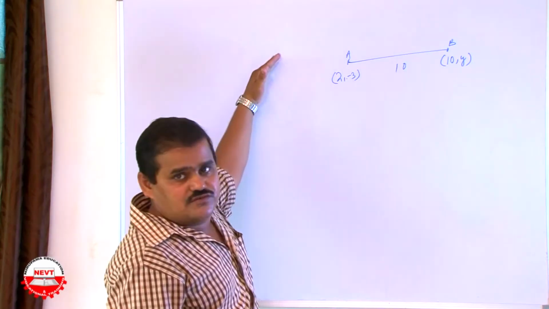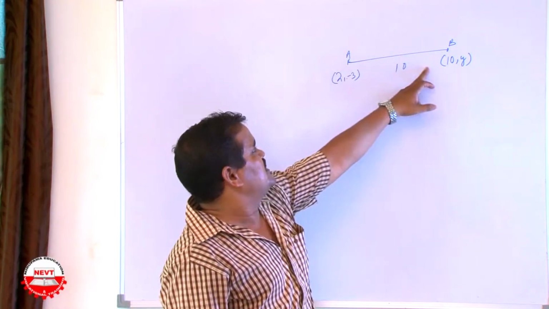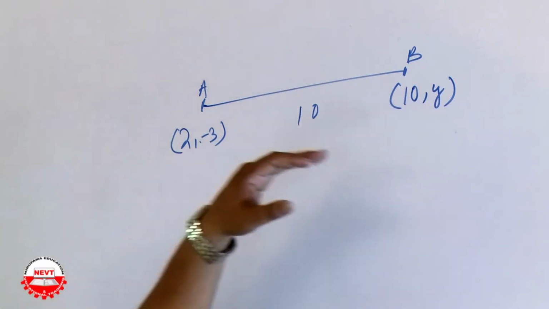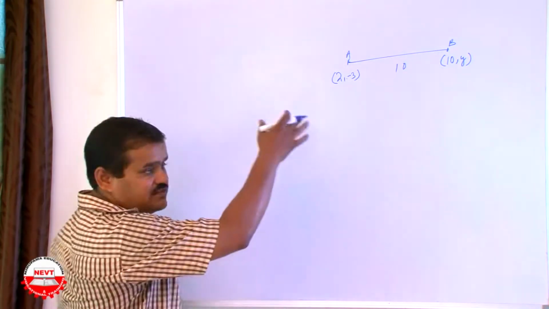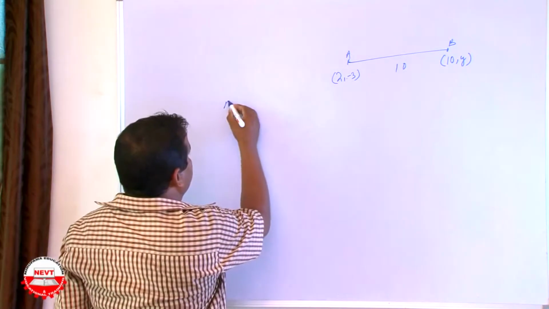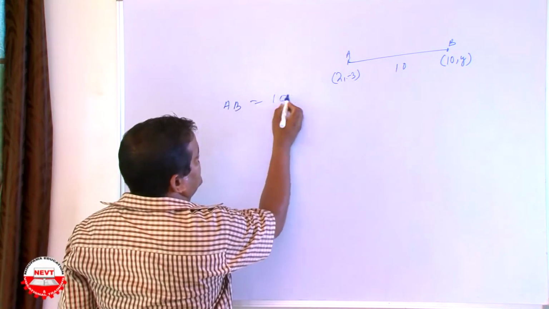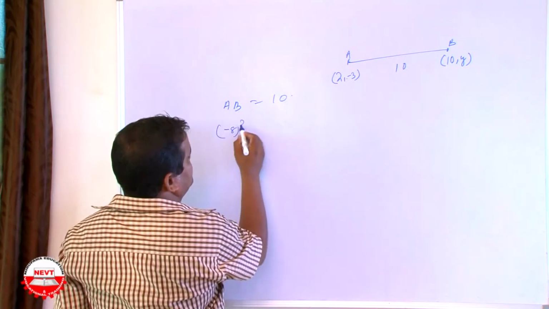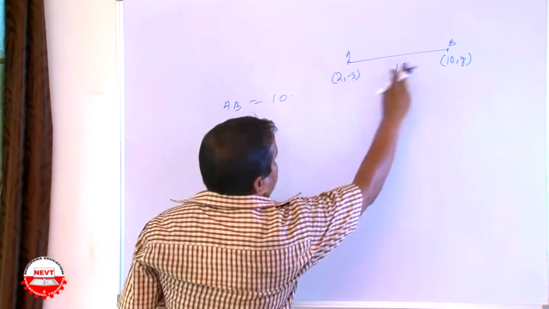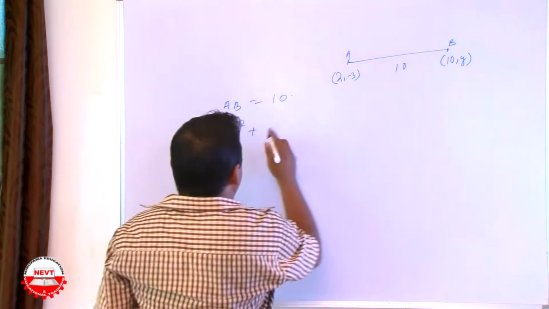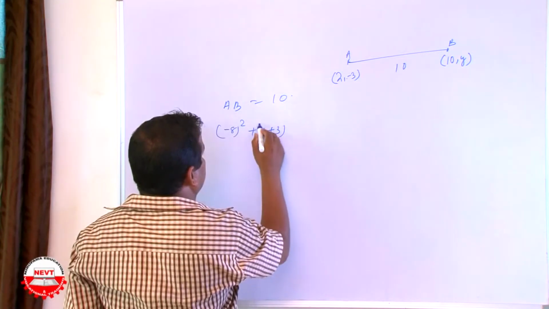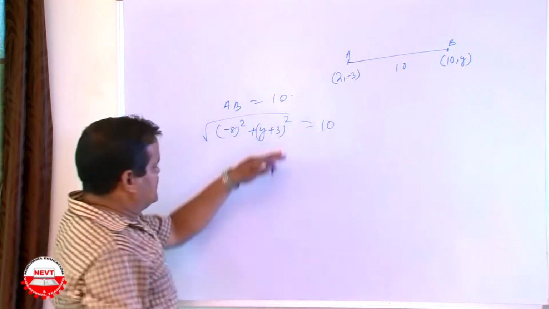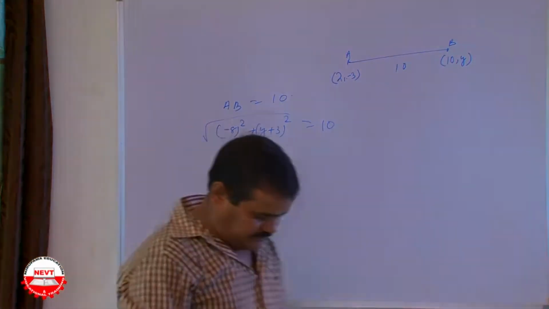Just in previous question we have discussed. The length is 10 unit. Use the distance formula to find the length of AB. Similarly, you can do this. Okay, I will discuss this. AB is equal to 10. That means 2 minus 10 is minus 8 square plus minus 3 minus y, or y plus 3, square root over is equal to 10. And solve like this. Okay.